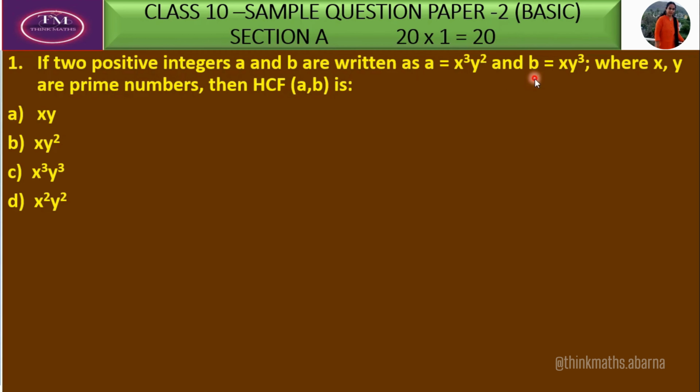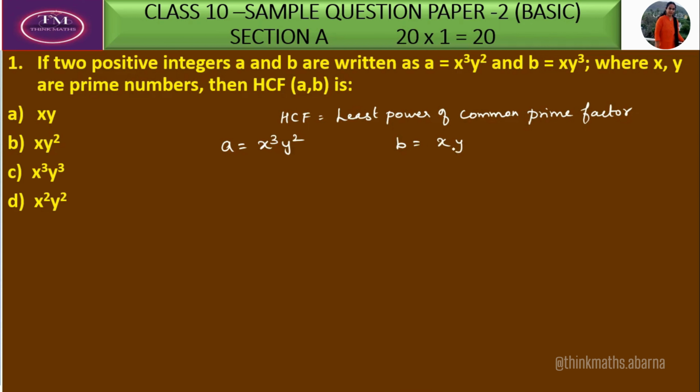That is, A and B are factorized as prime numbers. So what is HCF? HCF is nothing but the least power of the common prime factor. So this is the HCF. Now we have to find out HCF of A, B. So what is A? A is x cube y square and B is x y cube. So here x and y are prime factors.